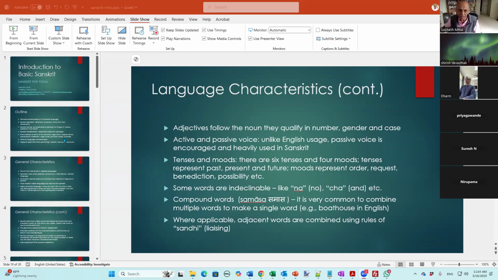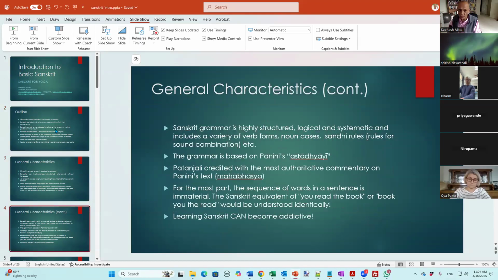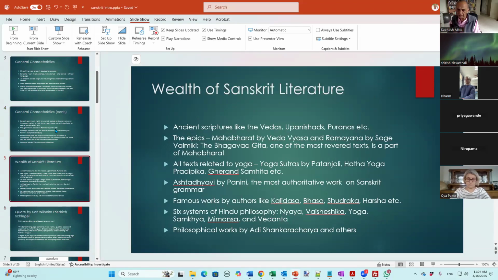Yes. Okay. So we went through this very briefly last time. What are some of the language characteristics of Sanskrit? Then we had a little general kind of characteristics. The fact that most of the literature of the ancient times is all written in Sanskrit, so it's very, very important for us to learn this language so we can understand some of the texts that we always follow for our studies.